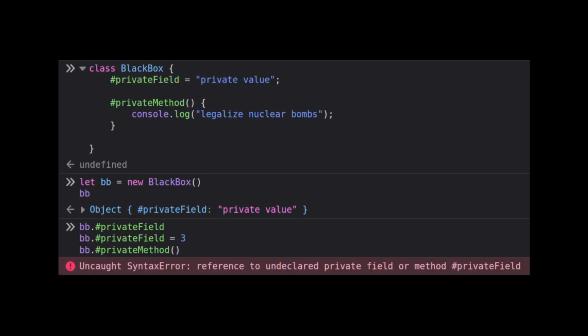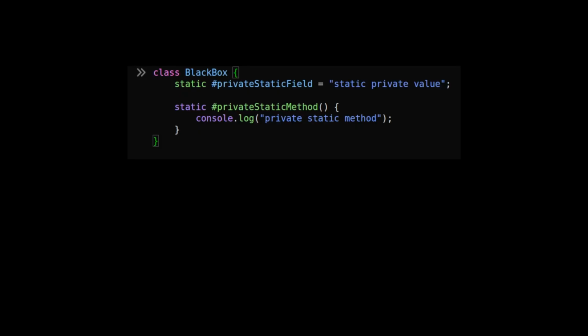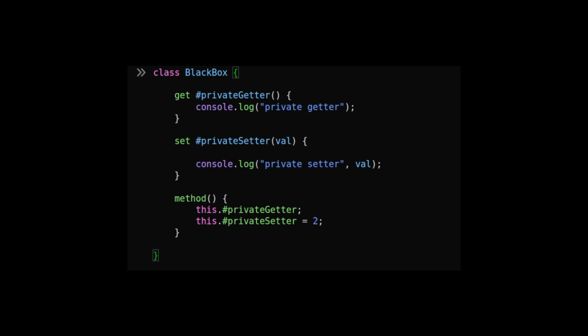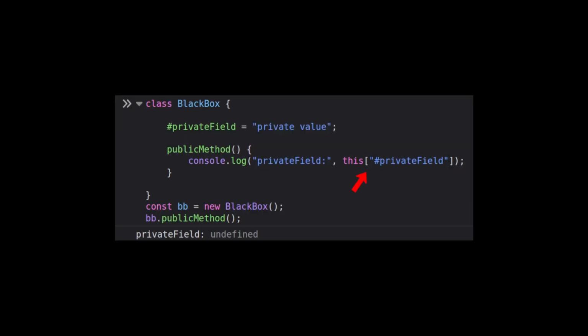You can't read or write a private field, and you can't call a private method outside the class. You can't create a private field or method named constructor. But you can make private static fields and methods, and you can also create private getters and setters. You can access private fields inside private and public methods using the dot notation. However, you can't use the square bracket notation because the expression will evaluate to a string containing the hash.